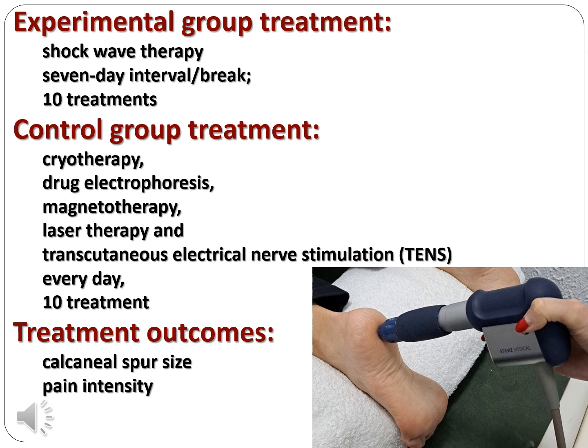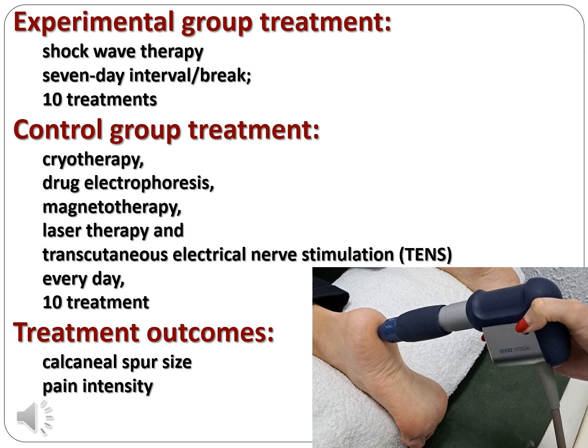Patients from the control group were treated with standard methods of physical therapy: cryotherapy, drug electrophoresis, magnetotherapy, laser therapy, and transcutaneous electric nerve stimulation for 10 days. It should be noted that cryotherapy was discontinued after 5 days. For those subjects whose pain did not decrease even after a series of 10 treatments, a 10-day break was made, after which another cycle of therapy of the same duration was administered.